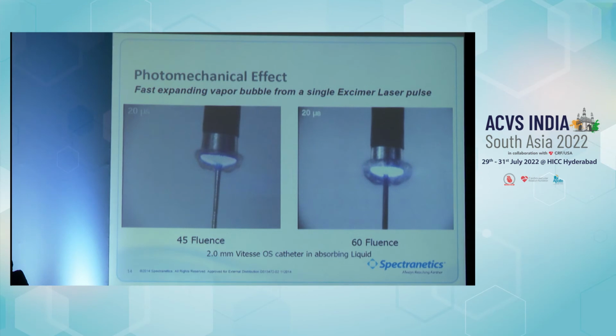The photomechanical effect, this is how it has happened. If it's 45 fluence and 60 fluence, there will be two. The higher the fluence, the area of width will be higher, and the expanding vapor will be higher. So this is a 2 millimeter catheter, 45 fluence. You can see the amount of vapor bubble, and at 60 fluence, the amount of vapor bubble which is created.